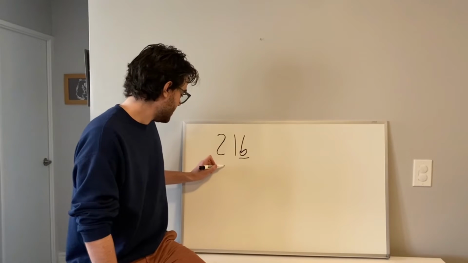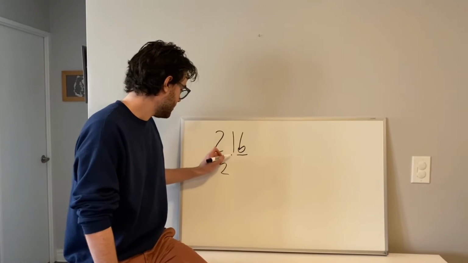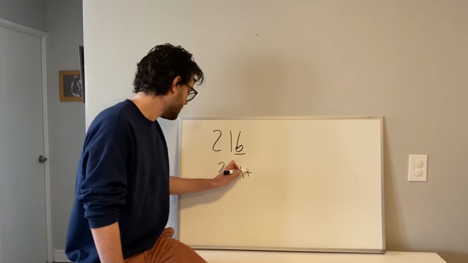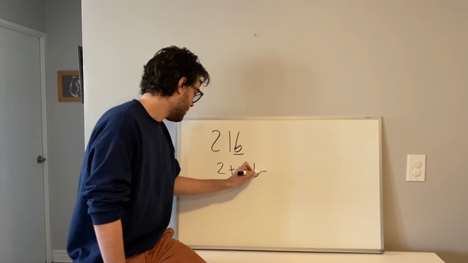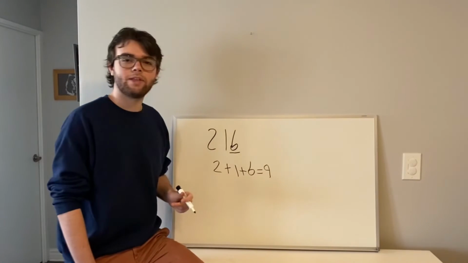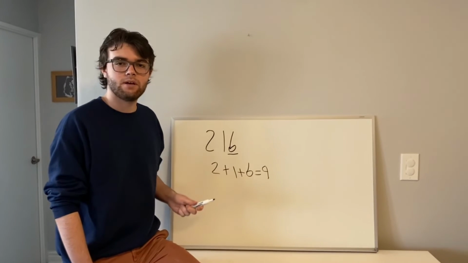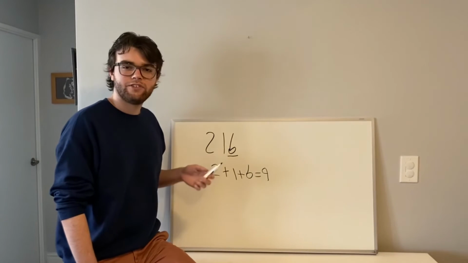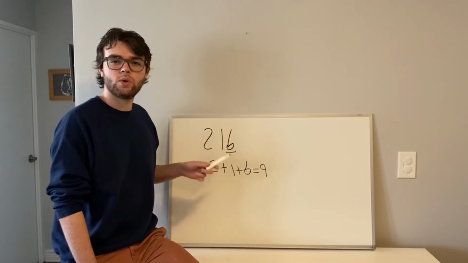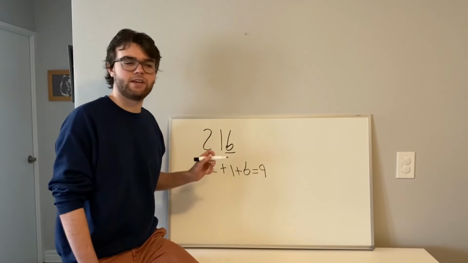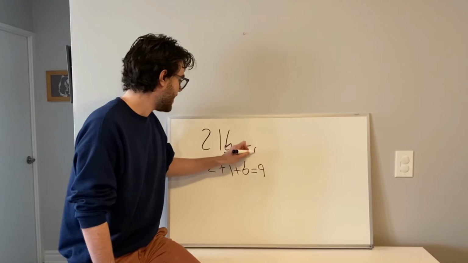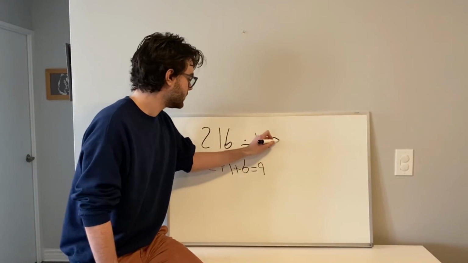So the hundreds digit is 2. The tens digit is 1, and the ones digit is 6. Now 2 plus 1 plus 6 equals 9, and we know that 9 is divisible by 3. So that means 216 is divisible by 3. And since 216 is divisible by both 2 and 3, it is also divisible by 6. And in fact, 216 divided by 6 equals 36.